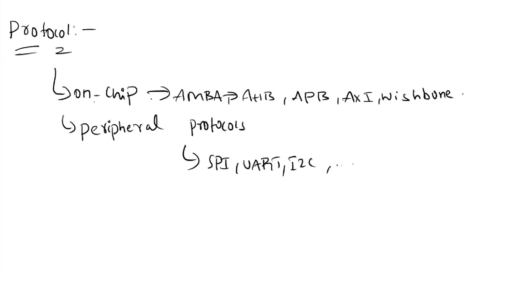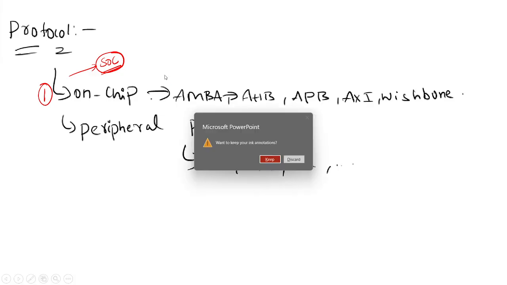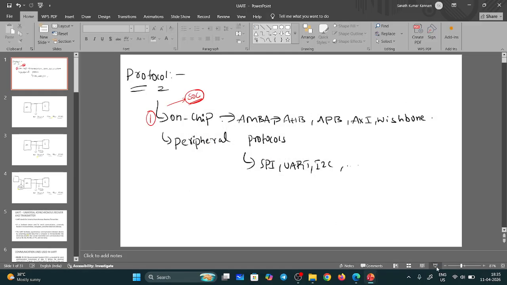There are two protocols. One is on-chip protocol, meaning the bus interface used to communicate between peripherals within an IC. Let us take an SoC, system on chip. In a system on chip you have so many peripherals, and to communicate between them we use AMBA protocols.